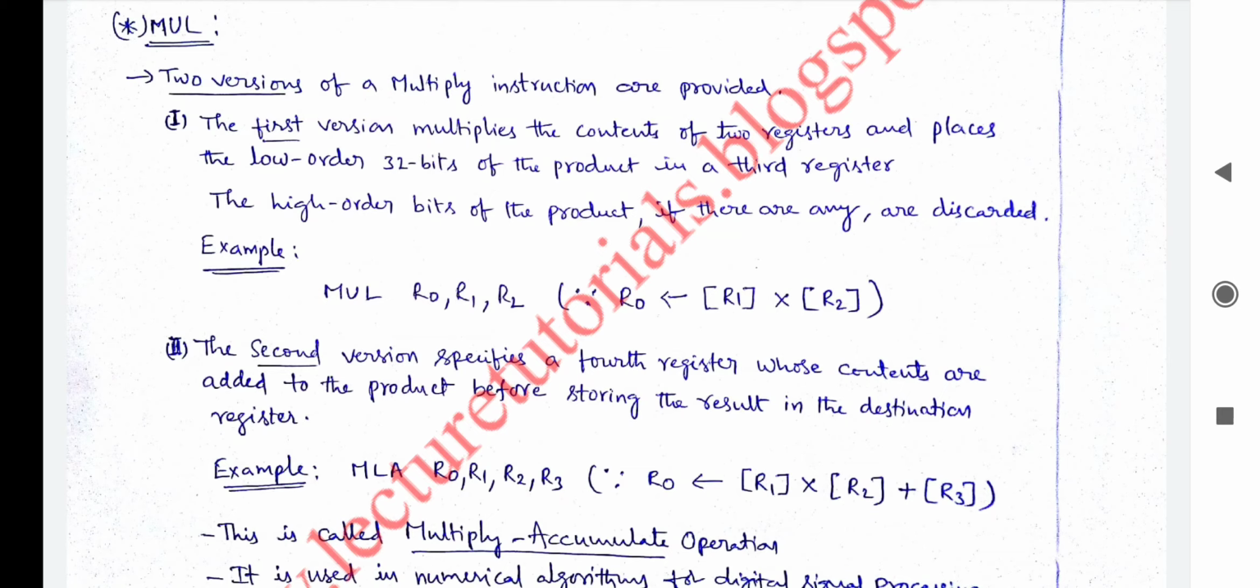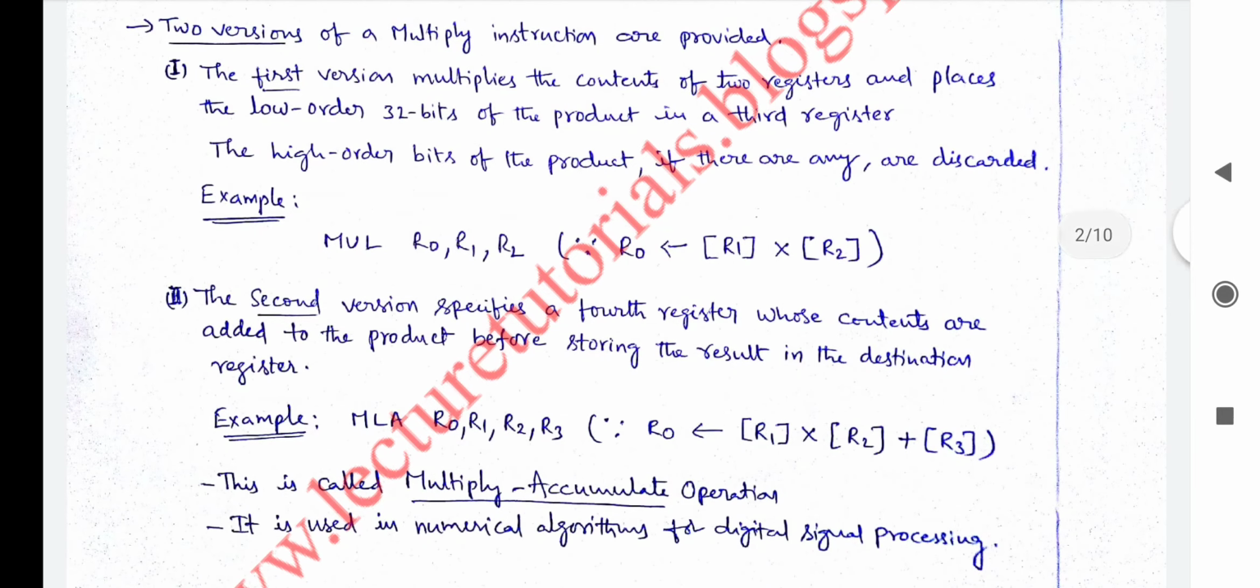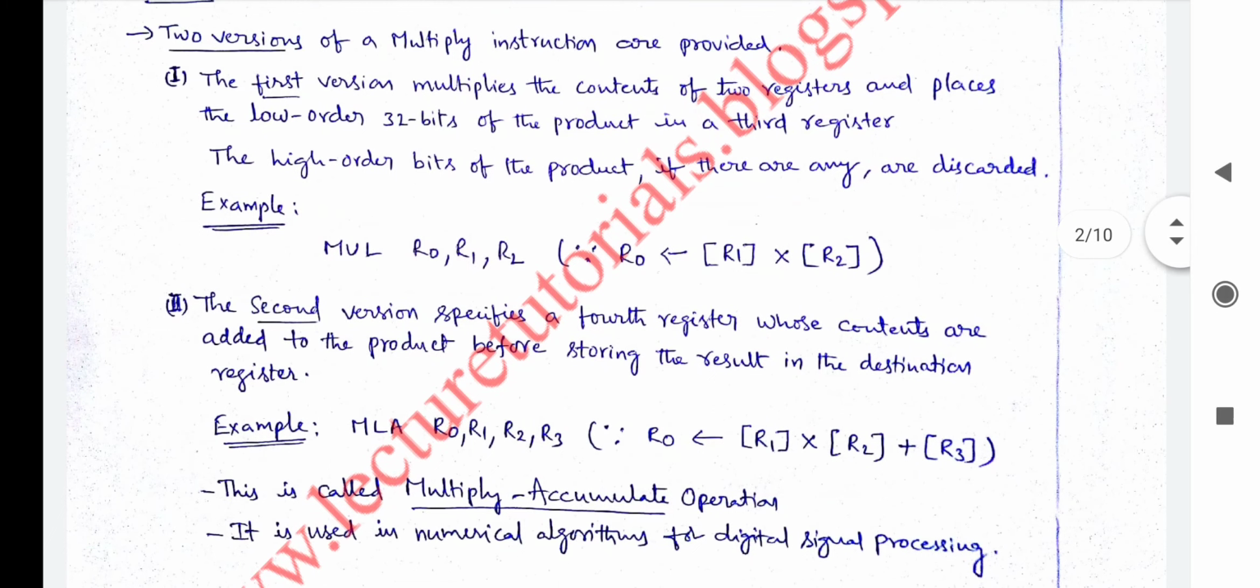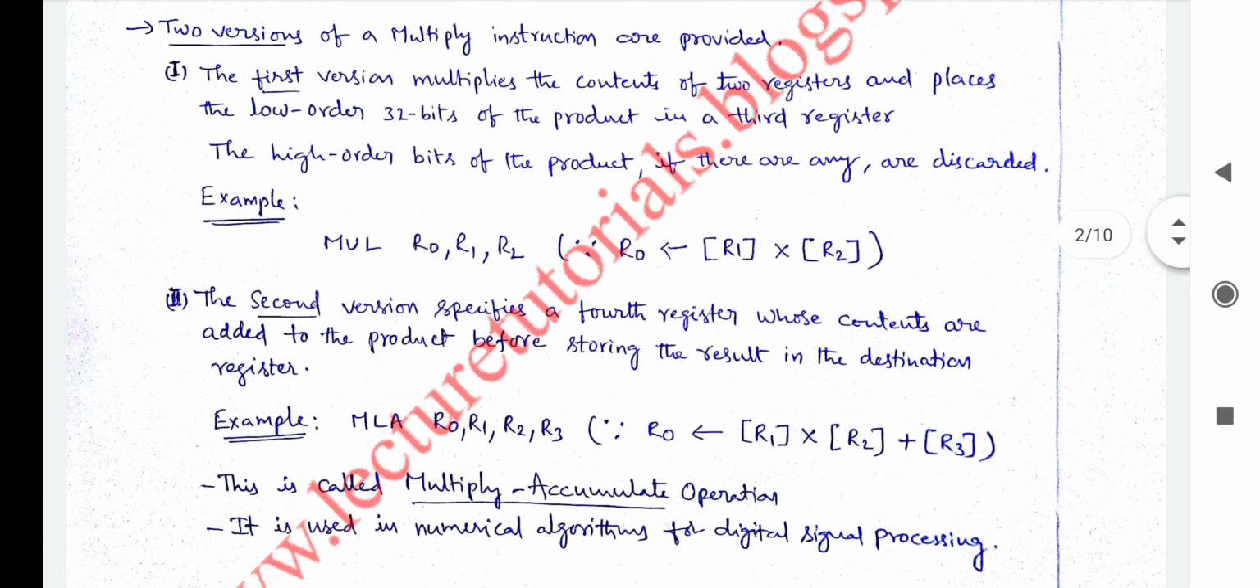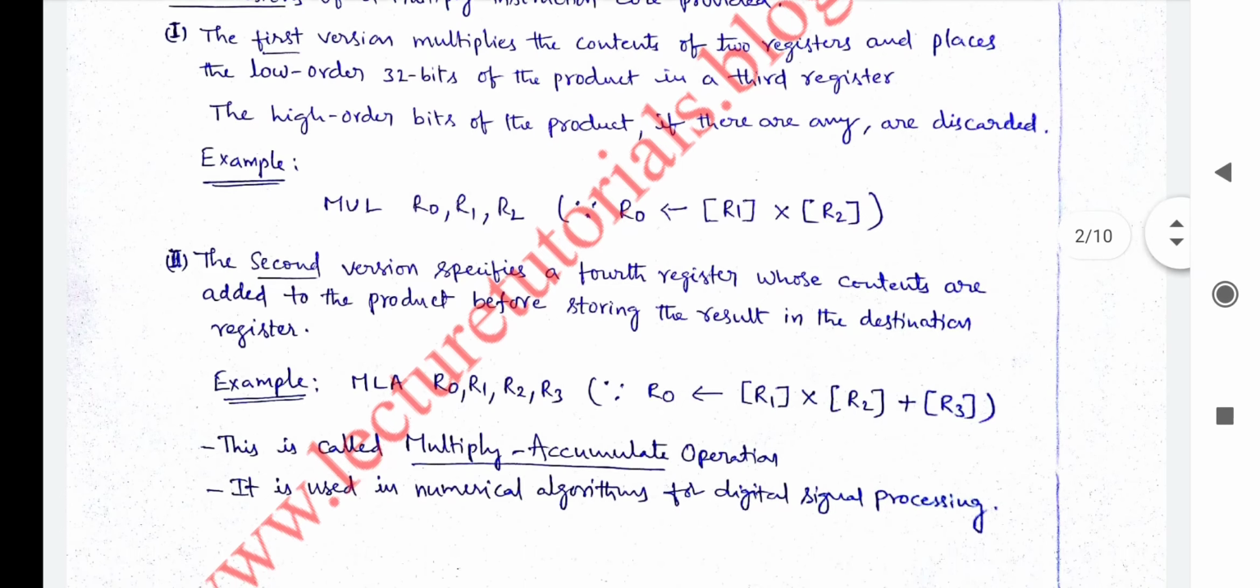See here one example, MUL R0, R1, R2. The meaning of this instruction is we have to multiply the contents of register R1 with register R2 content and store the result in R0. Register R1 contains some content and register R2 contains some content, and both contents are multiplied and the result is stored in R0.